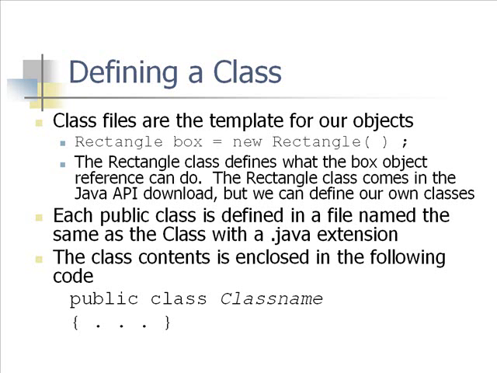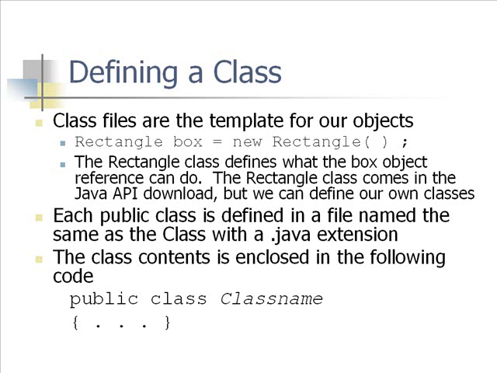Each public class has to be defined in a file named exactly the same as the class name with a .java extension. Remember, in Java, case matters. Use the accepted naming convention. Our classes are going to begin with uppercase letters. Our methods and our instance variables, in fact, all of our variables are going to begin with lowercase letters, with the exception of finals or constants.